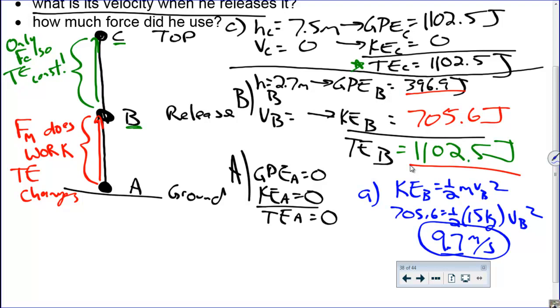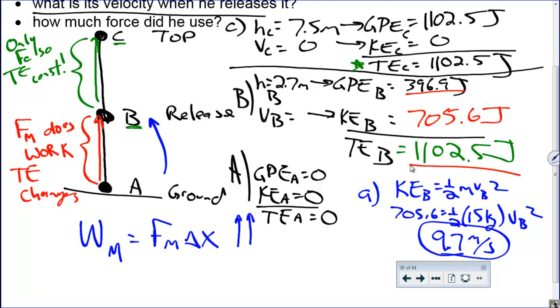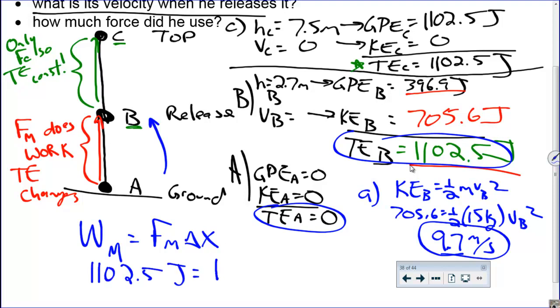Now to find the force, between points A and B, our total energy changed, right? So the work done by the mountain is equal to the force of the mountain times the displacement, because both the force and the displacement are parallel, so we don't need to worry about our cosine. How much did the total energy change? The total energy went from 0 up to 1100. So the work that the mountain did is just 1102.5 joules. That's equal to his force times the displacement.